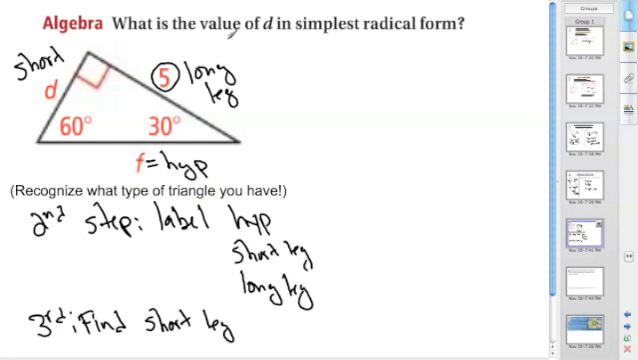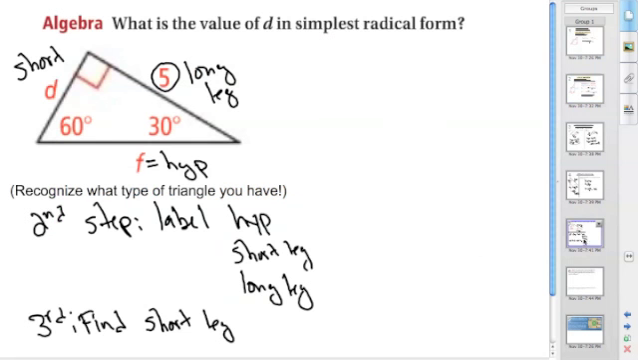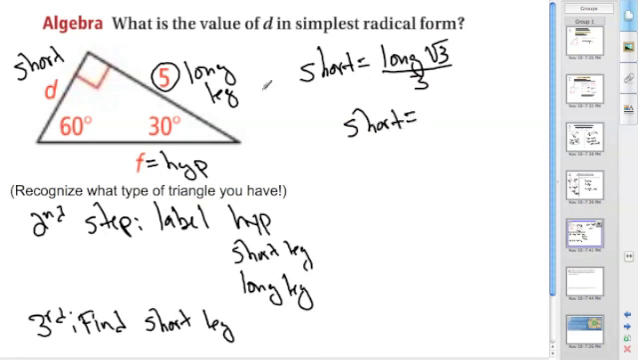So let's find the short. If we want to find the short, we have to remember what's our rule. The short leg is long leg times square root 3 divided by 3. So short equals long square root 3 over 3. So the short equals our long, which is 5, square root 3 over 3. And that's our answer. You cannot simplify. You do not go to your calculator and evaluate as a decimal.